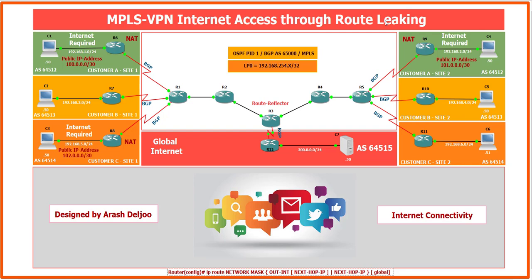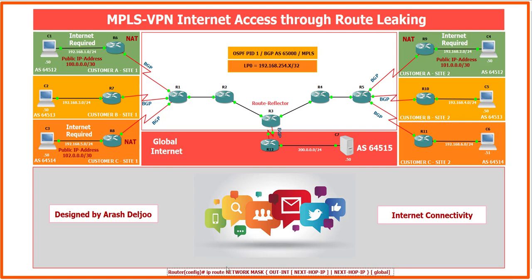What is route leaking? I will talk about that. But don't forget, we have another 2 options, methods for giving internet connectivity, internet service from the service provider to our customers. But in this video, I'm going to use route leaking. Okay, look at here. The name of this scenario is MPLS VPN internet access through route leaking. This is one of the methods that we can use to give internet connectivity to our customers.